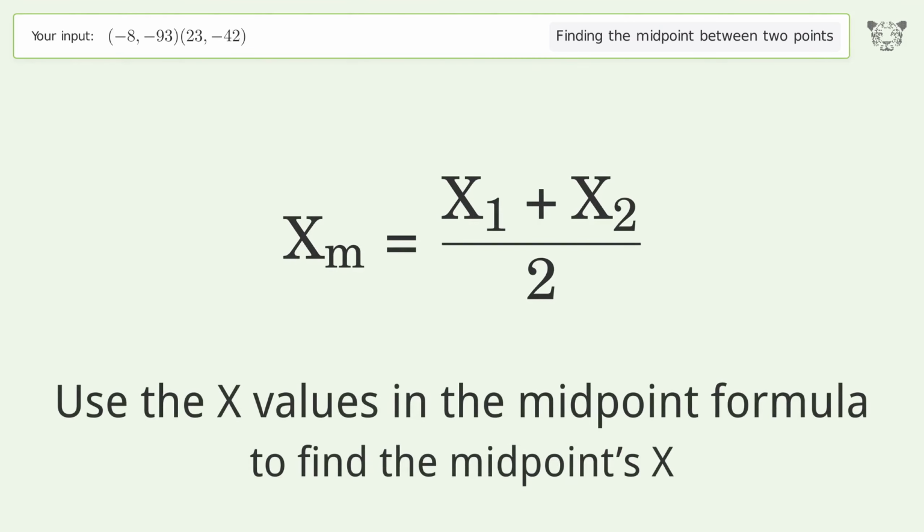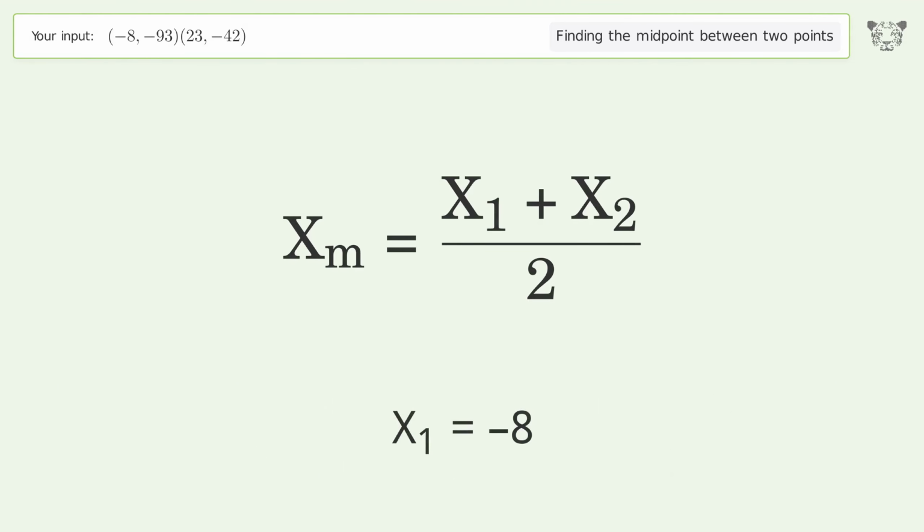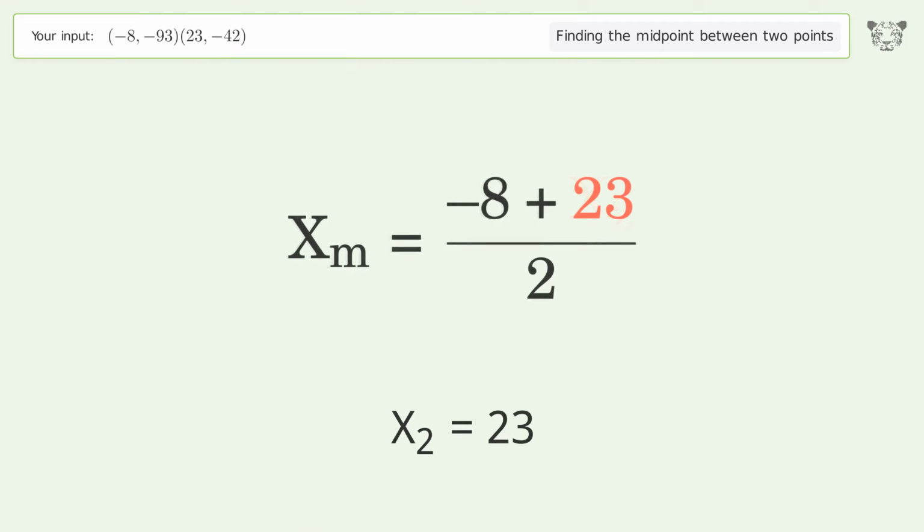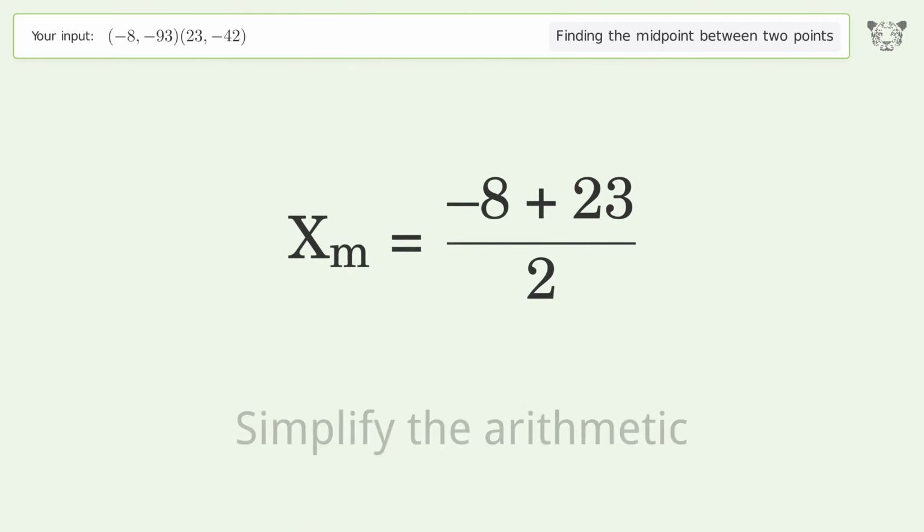Use the x values in the midpoint formula to find the midpoint's x. x1 equals negative 8. x2 equals 23. Simplify the arithmetic.